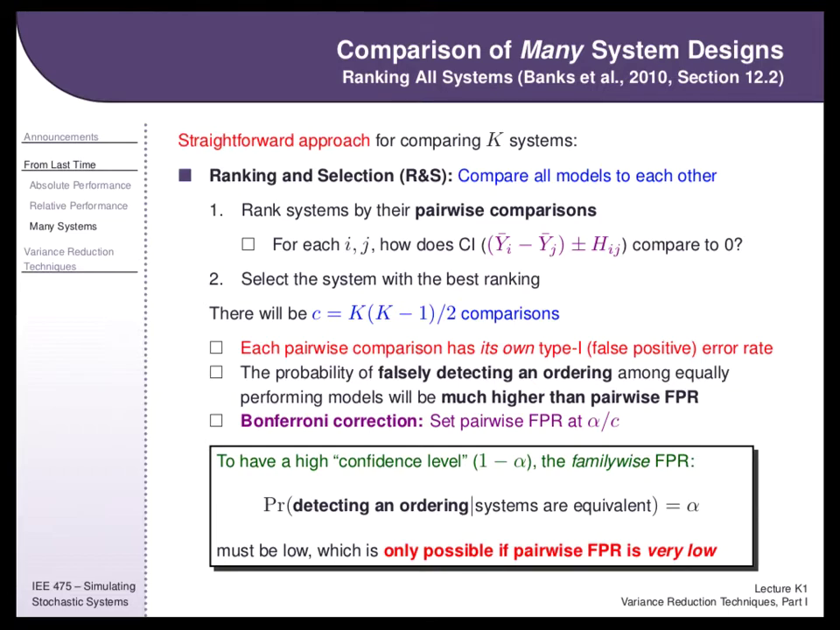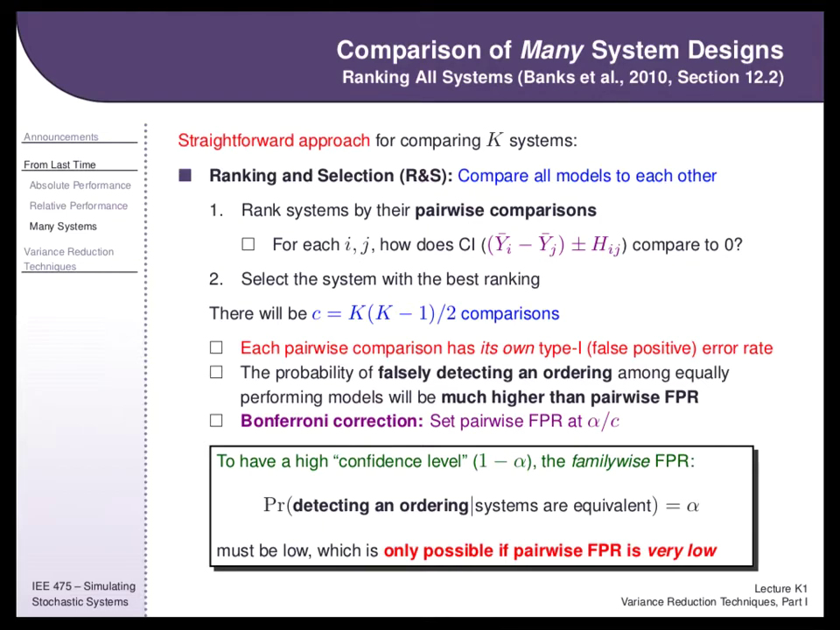And so the family level interpretation of confidence level is basically, under the null that systems are equivalent, I falsely detect an ordering with probability alpha. And if I want that to be 5%, the individual pairwise comparisons have to be much, much lower than 5%. And that's just the mathematics of how this thing works.